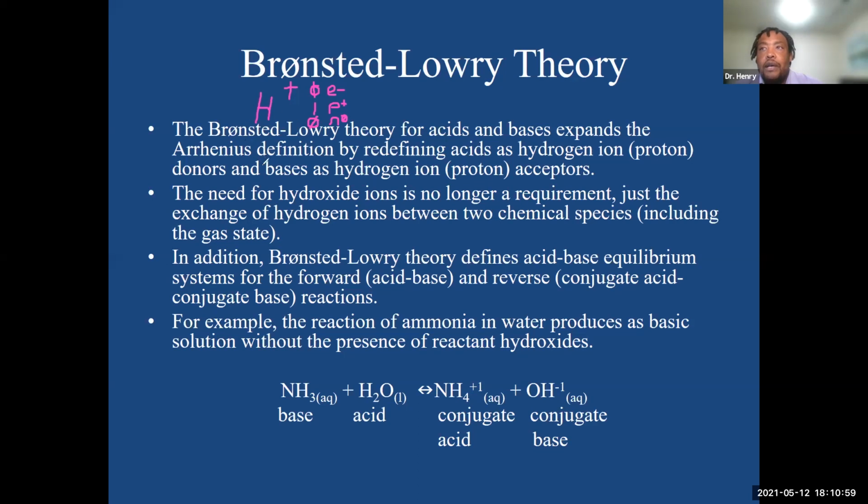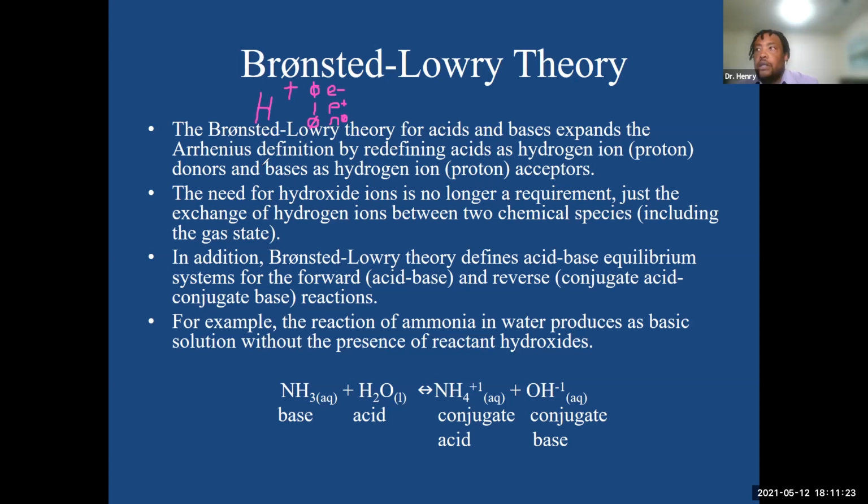Okay, so a base is considered to be a proton acceptor. So an acid is going to be the proton donor, and the base is going to be a proton acceptor. So the acid is going to be giving away the proton, or giving away the hydronium ion, or the hydrogen ion, and the base is going to be accepting the hydrogen.